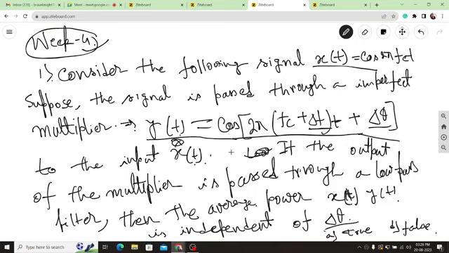So once more, I'm just telling the question. The question says that we have a signal x(t), that is cos 2 pi fc t, and the signal goes through an imperfect multiplier. The imperfect multiplier has a frequency imperfection and a phase imperfection. So after this, we get the output of this multiplier, that is x(t) into y(t), passed through a low pass filter, and then we obtain the average power of the output, and that average power is independent of del theta. We have to comment whether this statement is true or false.